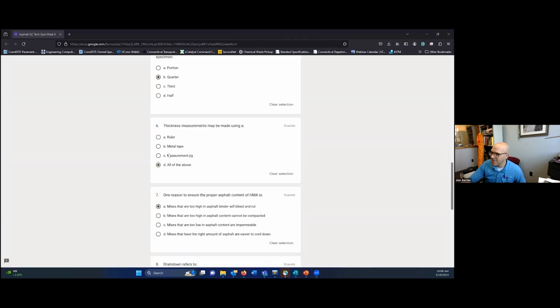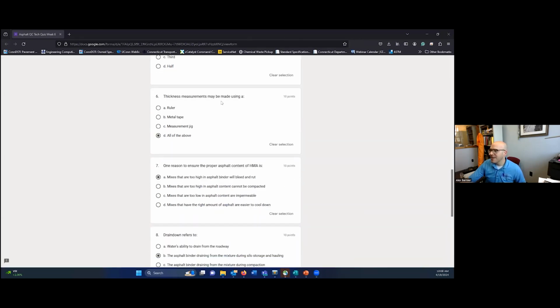Now, to make those measurements, question number 6, thickness measurements may be made using a blank: ruler, metal tape measure, or a measurement jig. And the correct answer is all of the above. So anything that is accurate to measure with is pretty much acceptable in this regard.